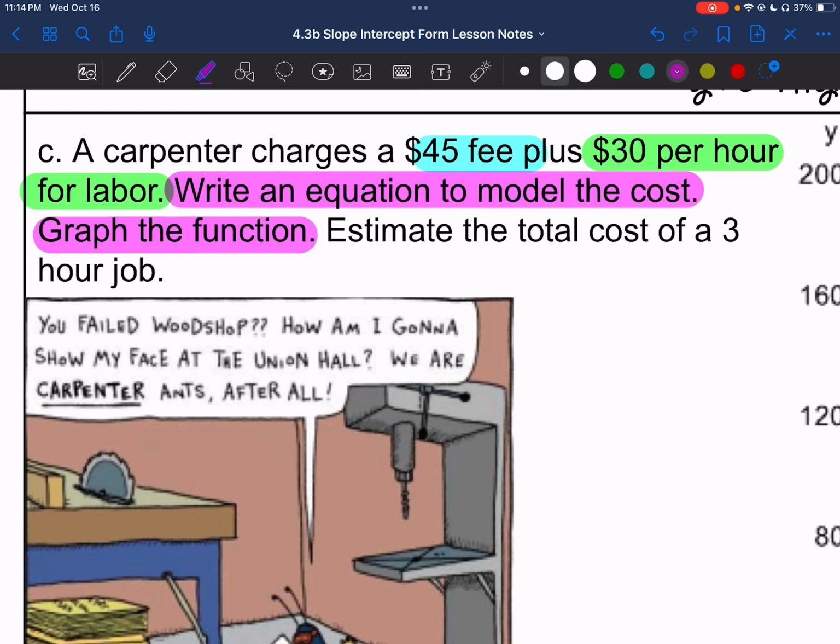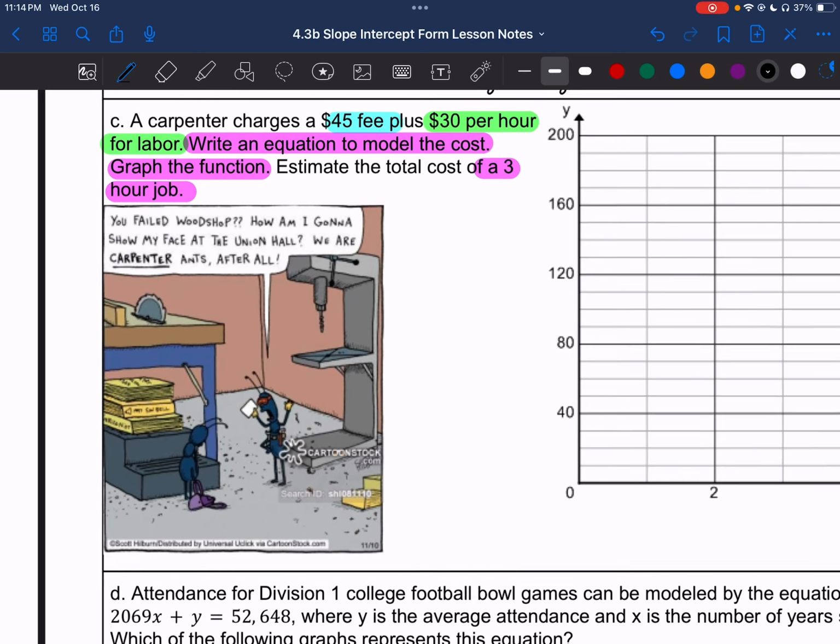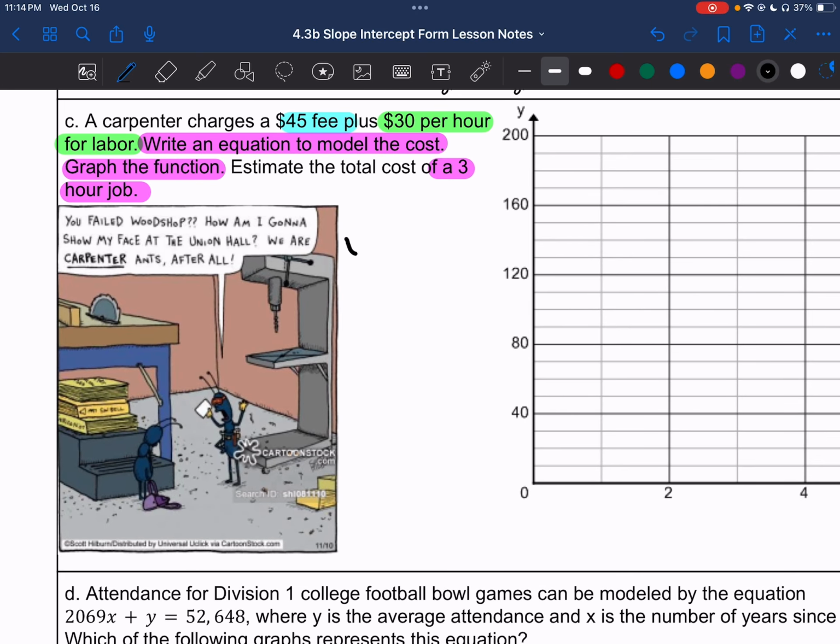So there are two outputs that I need to do this. And then it also says, estimate the total cost of a three-hour job. So there's actually three things that I need to do to find the outcome here. So we're going to start with the equation. The first step, we have y is equal to my rate, $30, times the x variable, plus my y-intercept, which is the starting amount of 45.